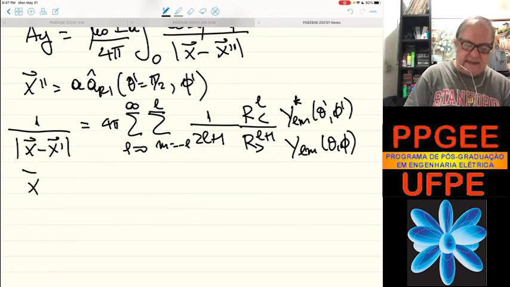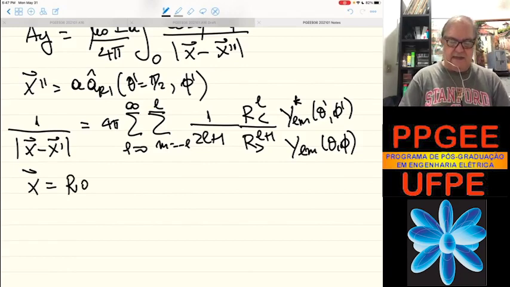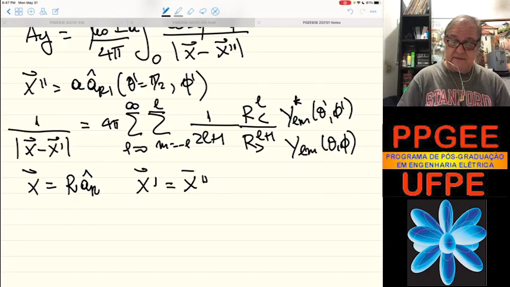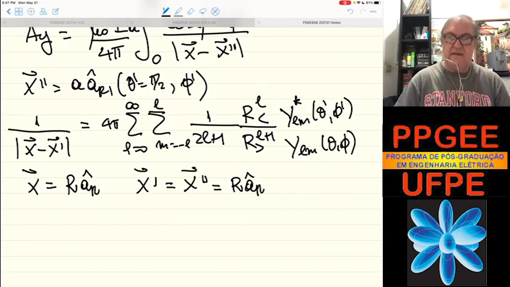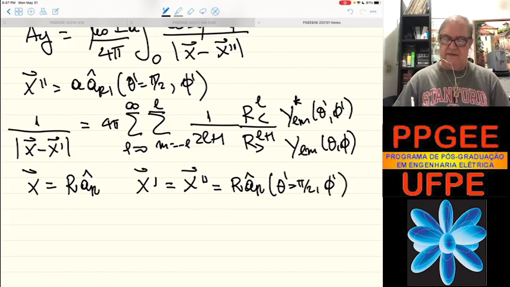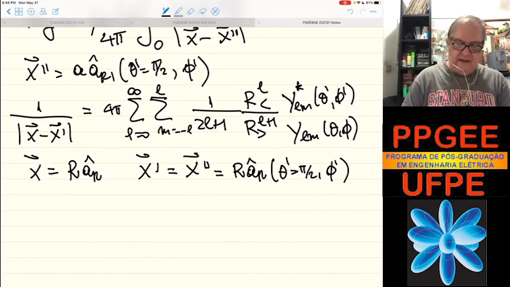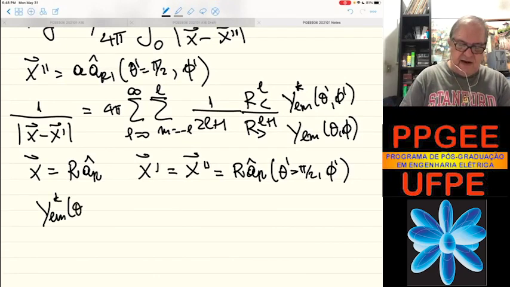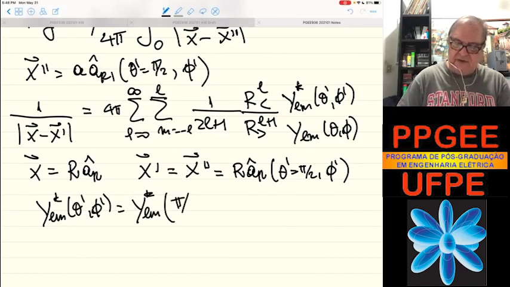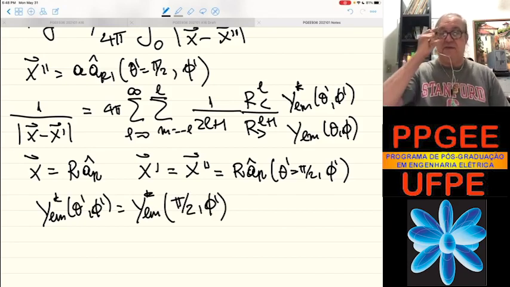In the present case, X is a position in space, R AR, and X prime equals X2 prime. As I mentioned, equals R, AR, at theta prime equals pi over 2 and phi arbitrary. So what does it mean? YLM conjugate of theta prime phi prime equals YLM conjugate of pi over 2 phi prime in this expansion.